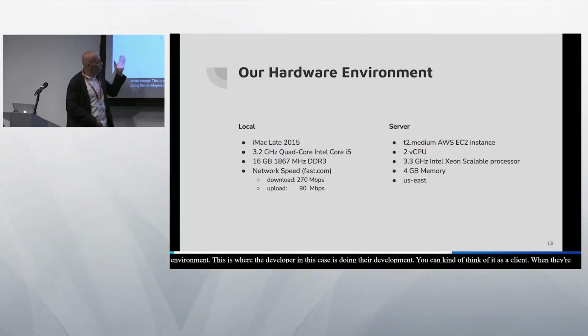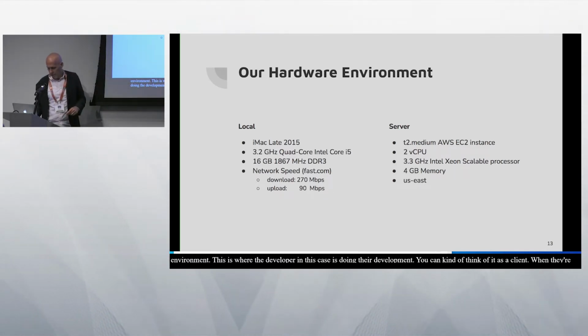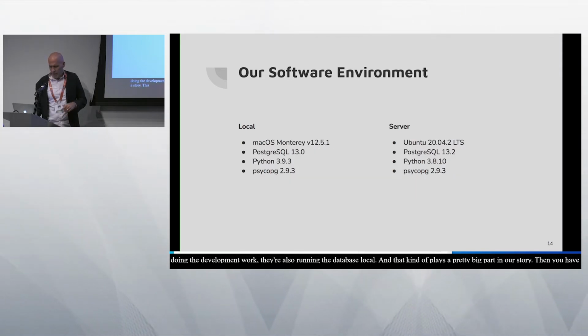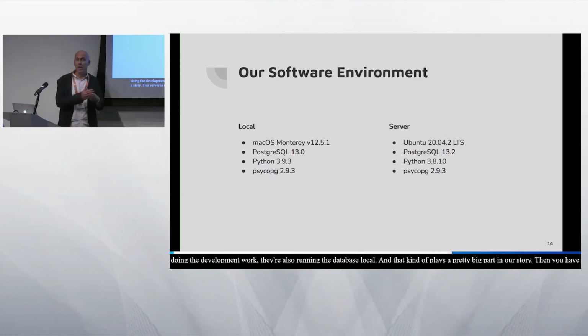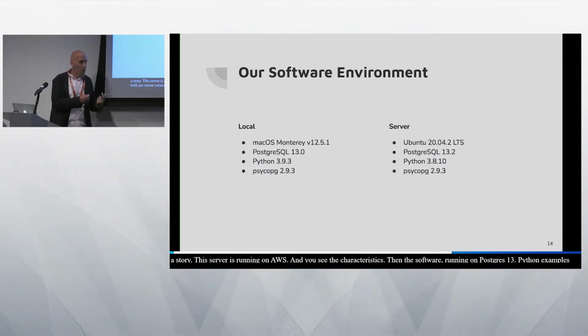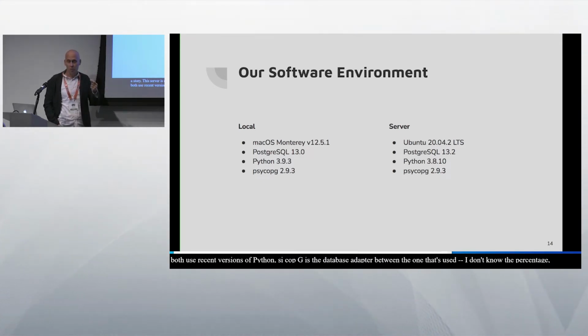And then you have a server. This server is running on AWS, and you see the characteristics. And then the software: we're running on Postgres 13. The Python examples both use recent versions of Python. Psycopg is basically the database adapter, the one that's used, I don't even know what the percentage is, but an overwhelming amount of the time when someone has a Python program connecting to PostgreSQL, they are using Psycopg.